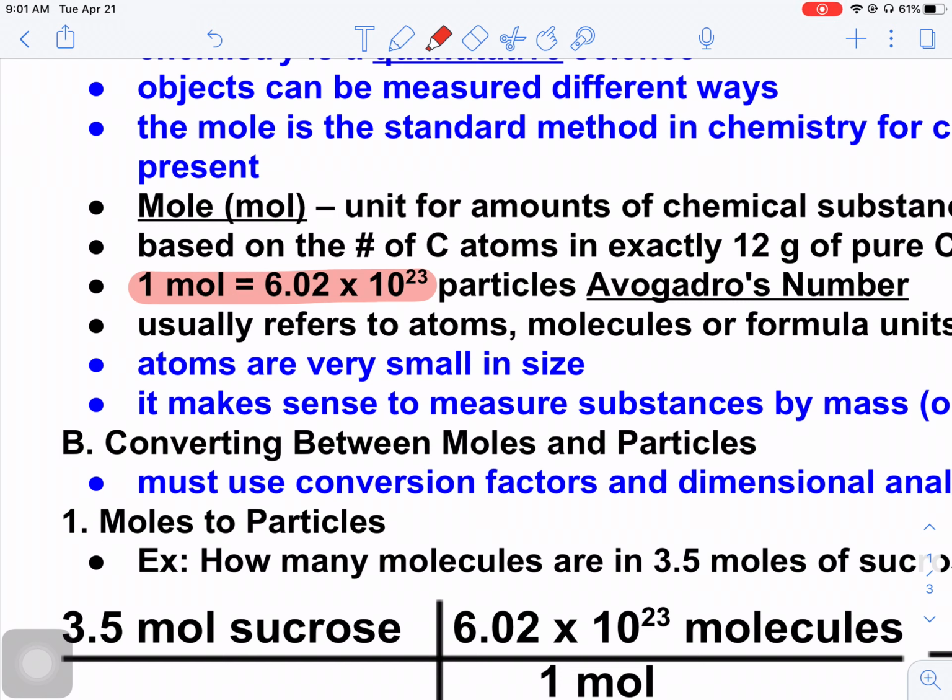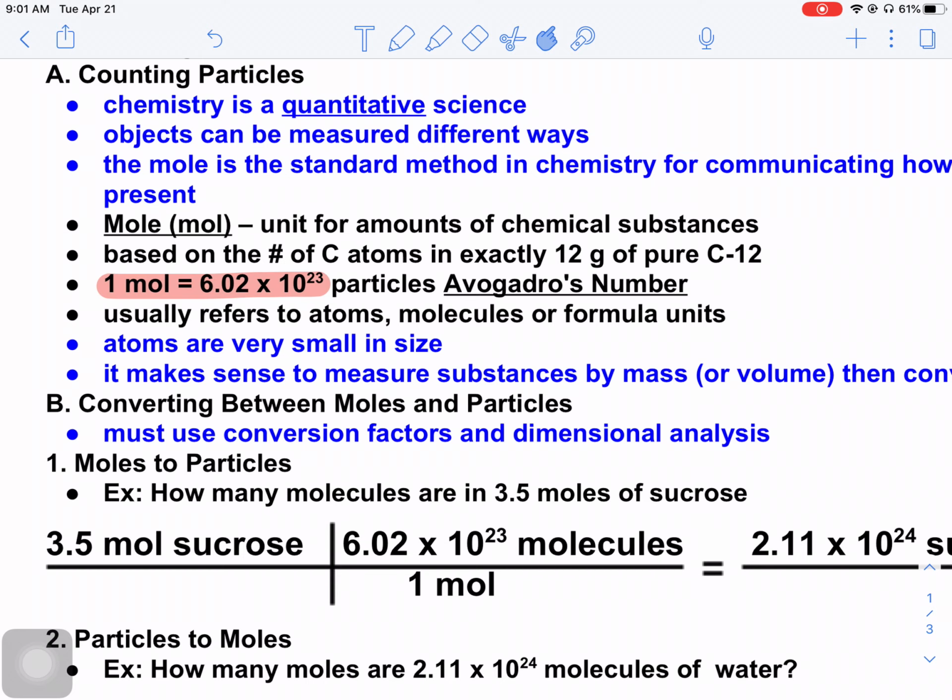And you will need to commit this number to memory. You'll be using it in a lot of your calculations. I think it should come pretty easy. Now, keep in mind, we can use this to recognize atoms. We can use it to recognize molecules or ionic formula units. We don't actually count atoms, but rather we're going to measure them in other ways and then convert into atoms, okay? All right, because of their small size, this just makes sense. So what we're going to be working on today is making conversions back and forth between moles and particles, particles and moles. And for the most part, these will be one-step calculations.